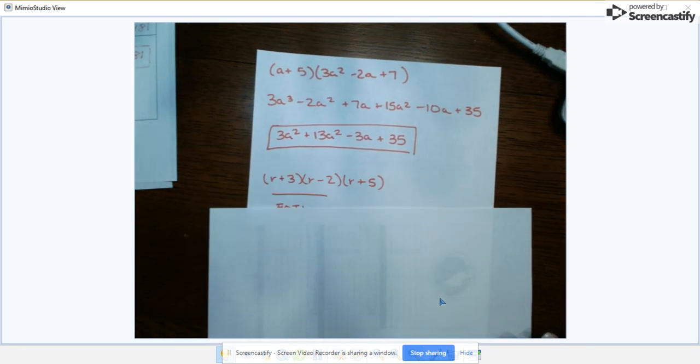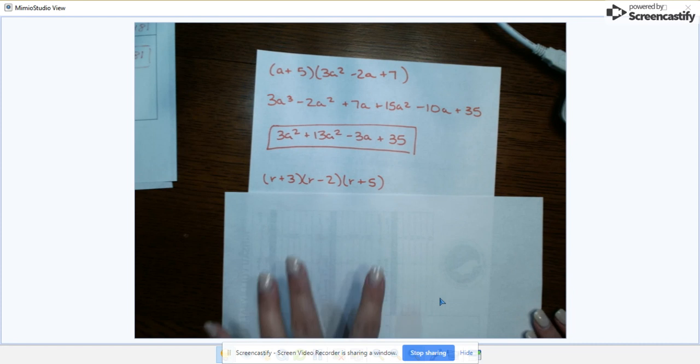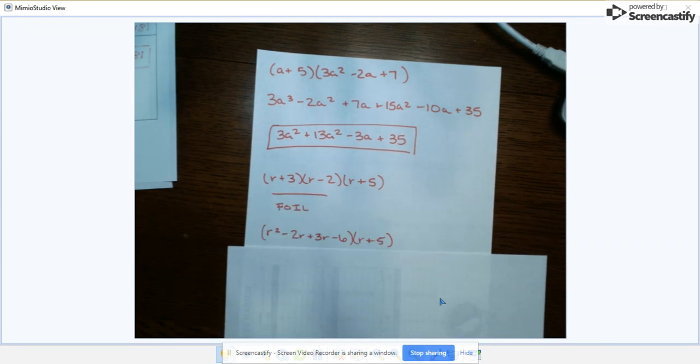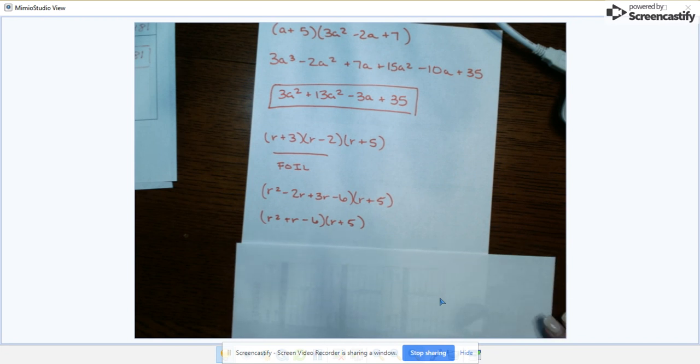Sometimes you'll just have 3 binomials. You need to start with 2 and FOIL those. So I generally start with the first 2, but you could easily start with the final 2 or your outside 2. It doesn't matter. But we're going to FOIL 2 of our binomials. So if you FOIL the first 2, you get r squared plus r minus 6. And now we have to multiply that by r plus 5. So I'd like you guys to finish off multiplying these 2 polynomials.